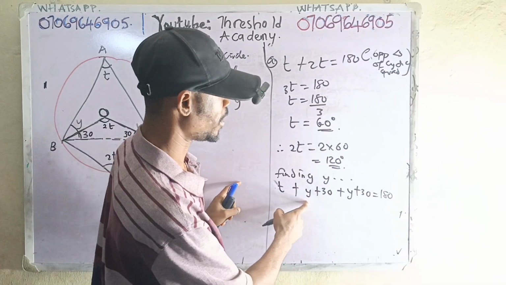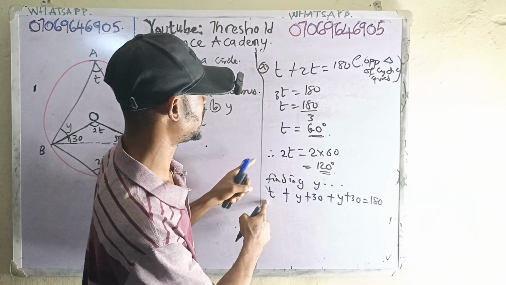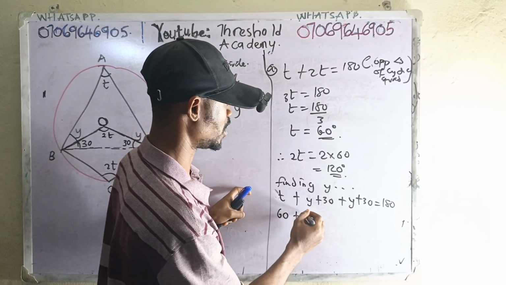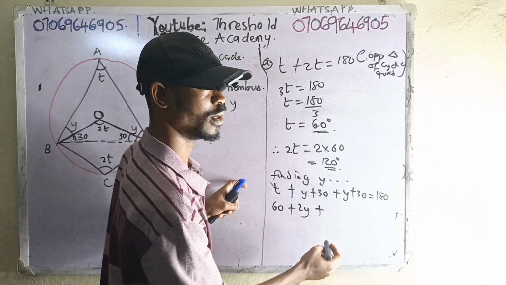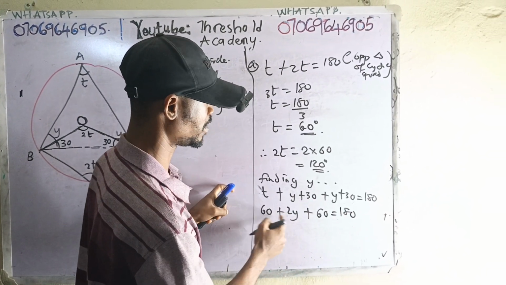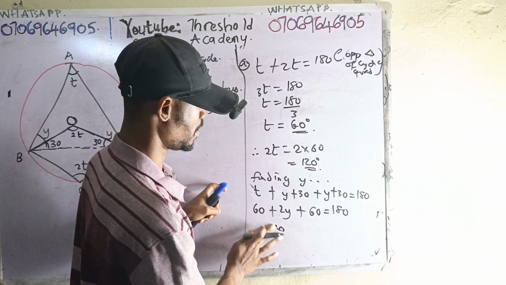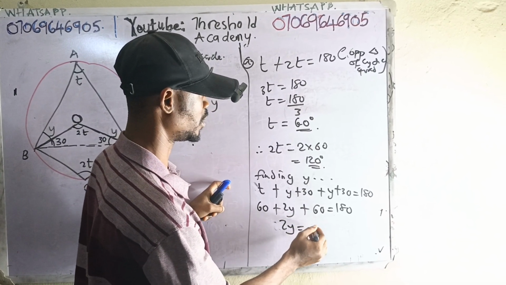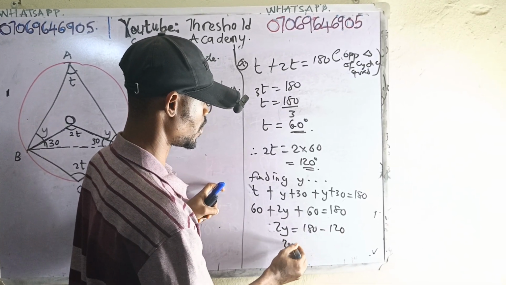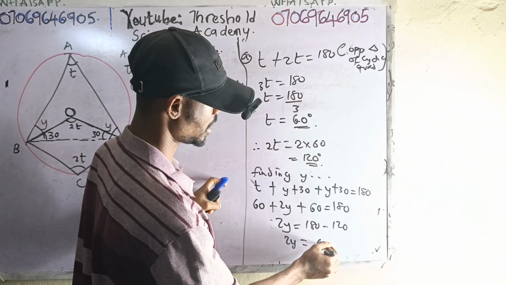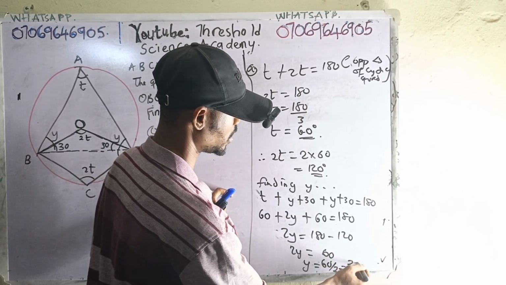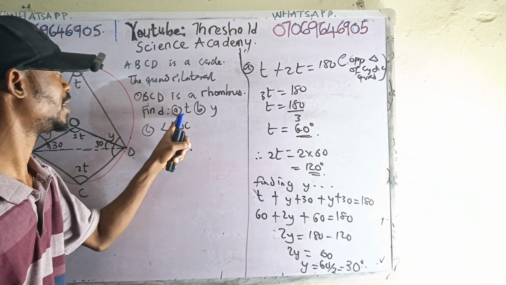All right. So y plus 30, y plus 30, we know that t was already 60. So let's just go 60 plus what? y plus y is going to be 2y. 30 plus 30 is going to be what? 60 equals 180. All right. So we have 60 plus 60, that's going to be 120. Or let me just transfer everything there. So 2y is going to be equal to 180 minus 120. So 2y is going to be equal to 60, right? And y is going to be equal to 60 divided by 2. And y is going to be equal to 30 degrees. So we've gotten our t, we've gotten our y.